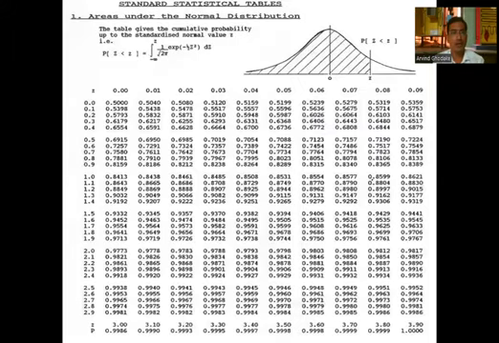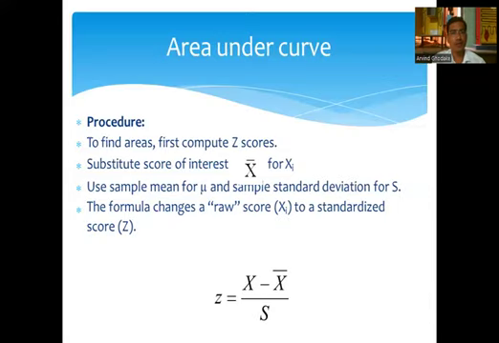So this is the standard distribution curve. It is used for considering the area under the normal distribution curve. This is the tabular form from which we can get the different areas for different Z values. How is the area under the curve calculated? The procedure to find the area: first compute the Z score, then substitute the score of interest for xi, and use the sample mean for mu and the sample standard deviation for s. The formula changes a raw score xi to the standardized score z. Therefore, z is equal to x minus x bar upon s.